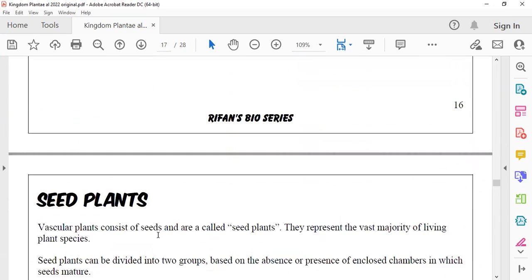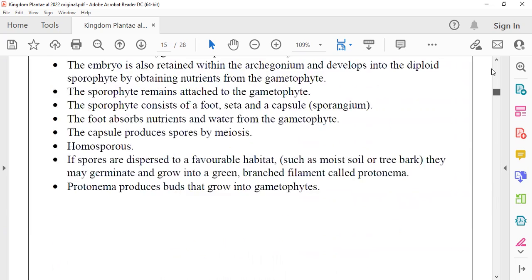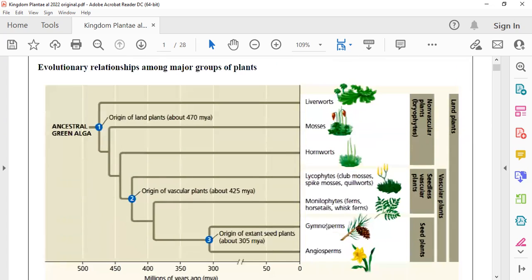Several million years, Lycophyta lived. It didn't give seed to us. But we have to understand the seed. Now see this picture. Lycophyta evolved how many years ago? 425 million years ago, sir. 425 million years ago. Seed plants originated how many years ago? 305 million years ago, sir.